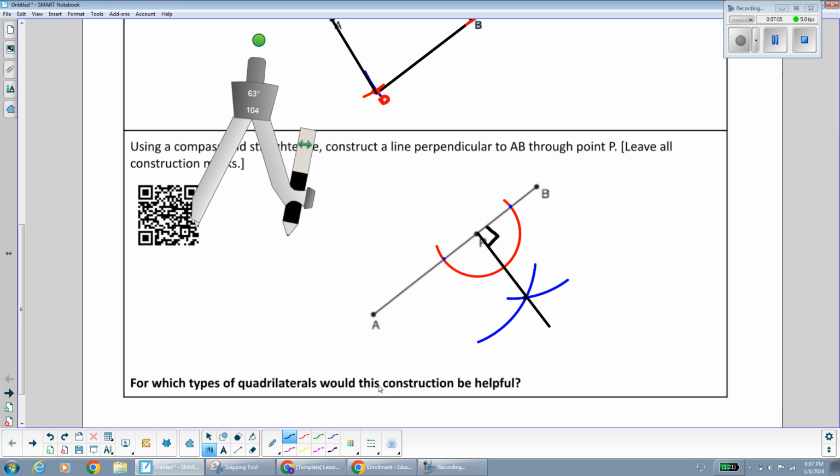And it says over here, for which types of quadrilaterals would this construction be helpful? Well, it would be helpful if you're constructing a rectangle, since rectangles have 4 90-degree angles. And it could also be used for a square because squares also have 4 90-degree angles because they have rectangle properties. And we also know that a rhombus has perpendicular diagonals. So maybe in some way, this could be used for some sort of rhombus construction as well.